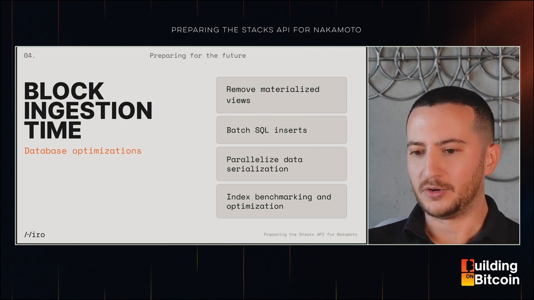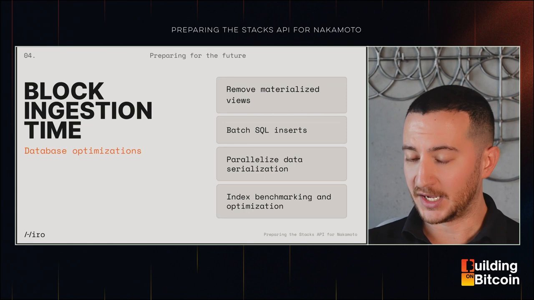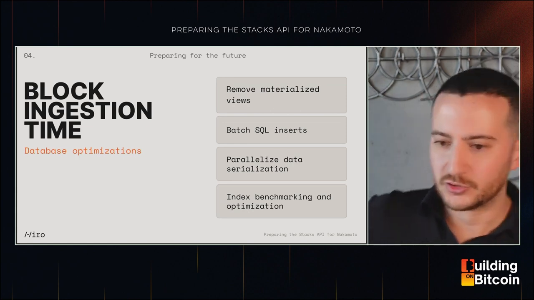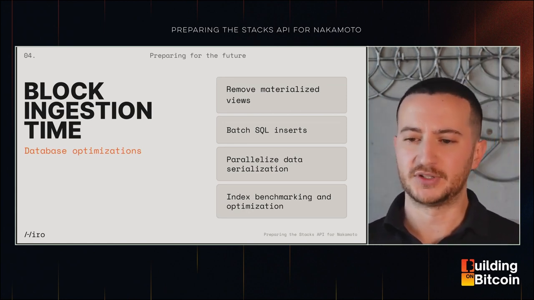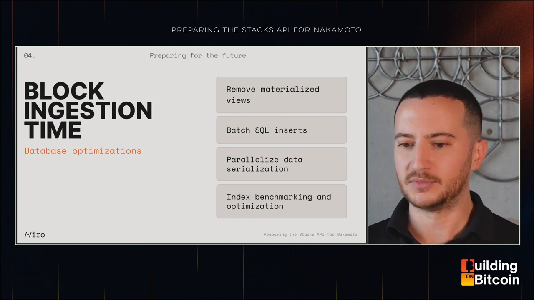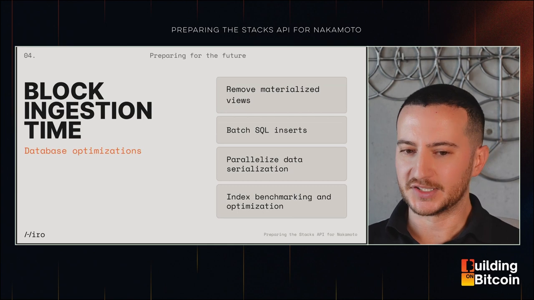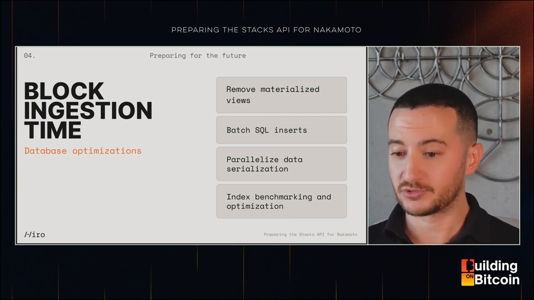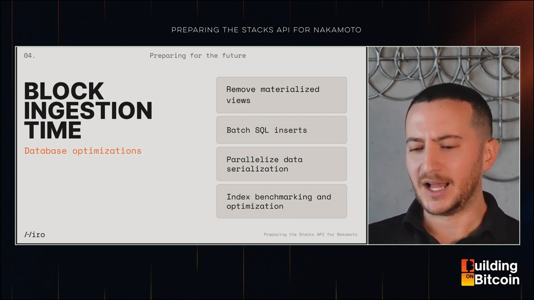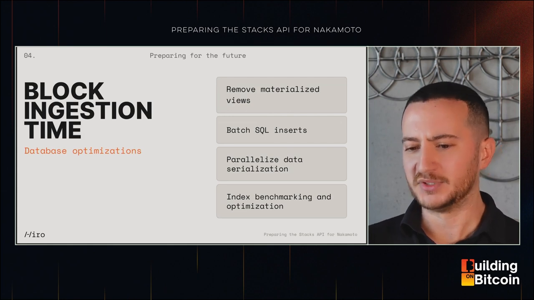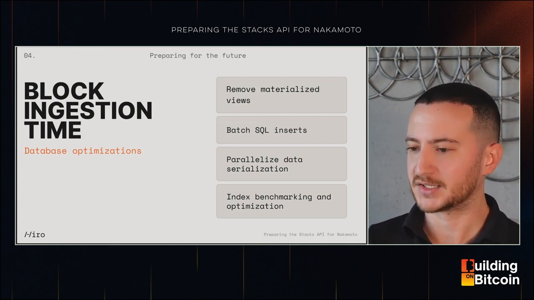We also worked on batching a lot of the SQL inserts that we do to the SQL tables, because batching reduces the amount of information that goes back and forth from Node.js into Postgres. We parallelize a lot of the data serialization between Node.js and Postgres again, and we also did a lot of benchmarking and optimization around table indexes on Postgres.